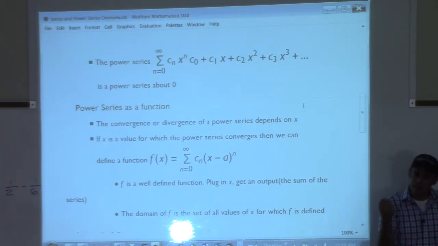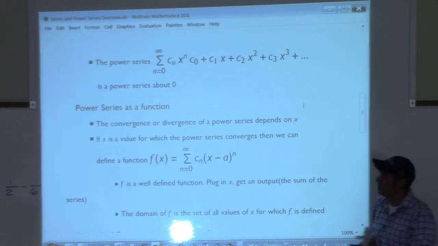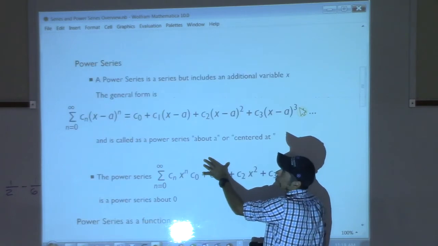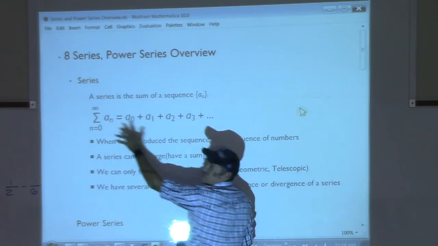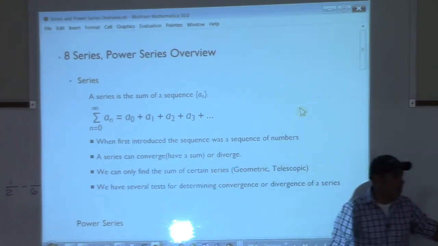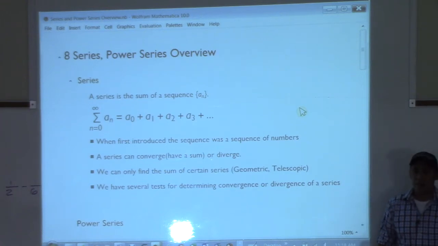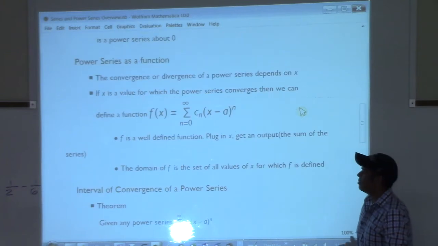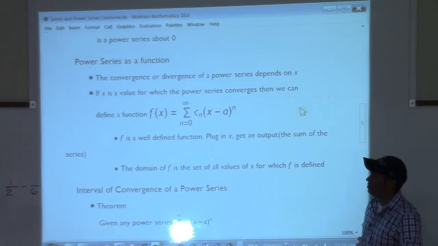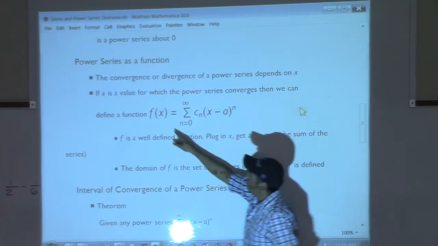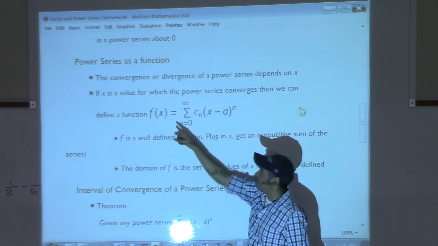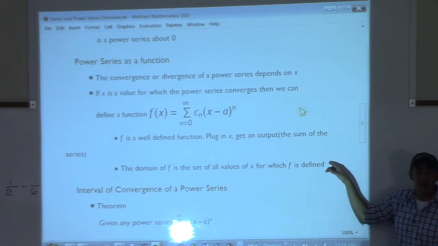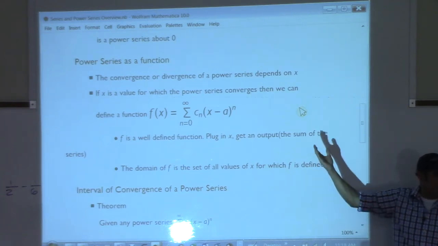Do you all understand that? That's kind of like the big thing here. If I plug a number in here for x, then everything in here is basically one of these now. All right? You no longer have the variable in there because x has been assigned a value. And so once it's assigned a value, then you can determine the convergence or divergence. So if we define a function this way, the domain of that function will be the set of all values of x for which it's defined. In other words, all the x's that make it converge.